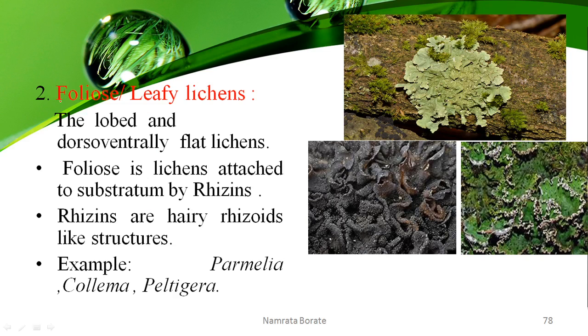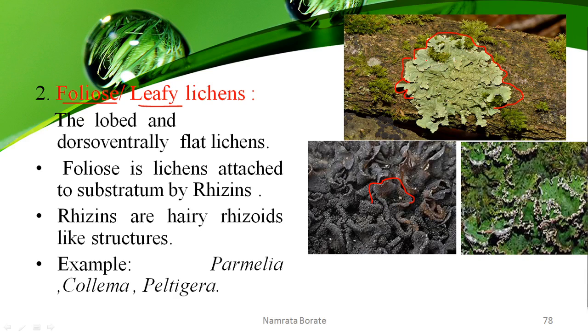The second type is the foliose lichen, or the leafy lichen. It means the lichen structure is somewhat leaf-like. You can see here there is a distinct leaf-like structure, so it is known as the leafy lichen or the foliose lichen. This lichen is lobed. You can see here the presence of many lobes. These are the lobes of the dorsiventrally flattened lichen.